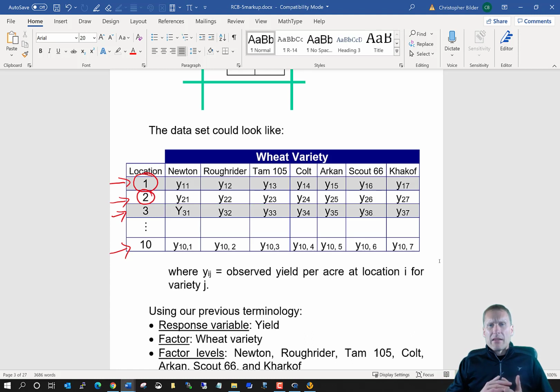So the yields that we get, denoted by the Y's there, might have some similarities to them by location. And we can take advantage of that similarity in our analysis, which will then lead to a smaller SSE than if we hadn't taken that into account.